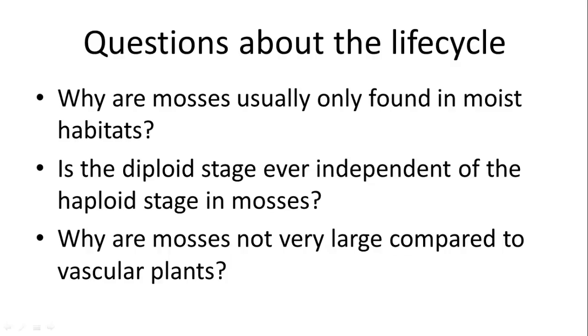So some questions which we'll answer in class. Why are mosses usually only found in moist habitats? Is the diploid stage ever independent of the haploid stage in mosses? So you can look at the life cycle and answer these. And then why are mosses not very large compared to vascular plants?